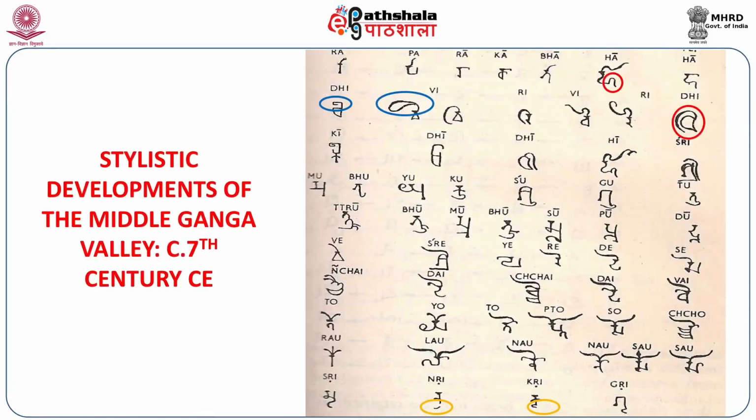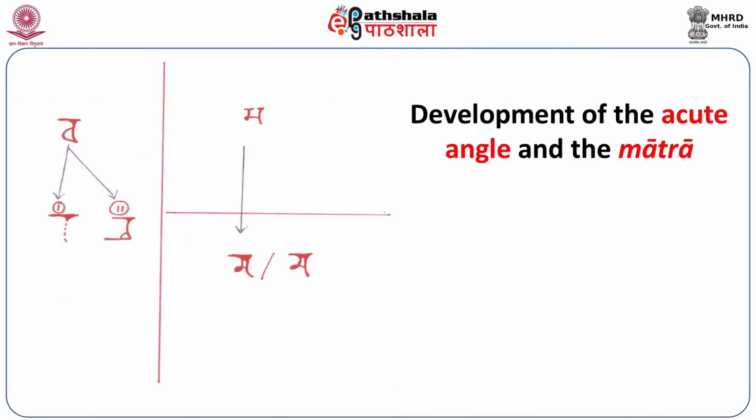The stylized developments of the Middle Ganga Valley can be seen here, like the formation of the acute angle at the end of the letters, the stylized use of the medial vowels, and again the controlled tapering, gradually thinning line of each of the letters. Here we can see graphically the characteristics of the acute angle and the matra.